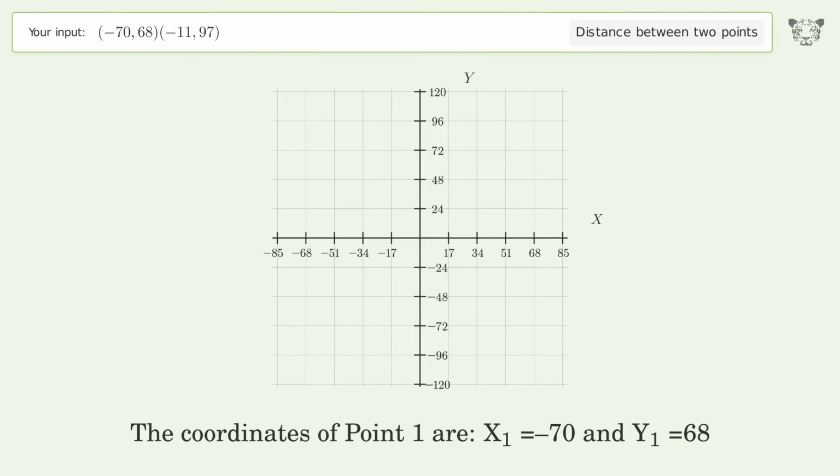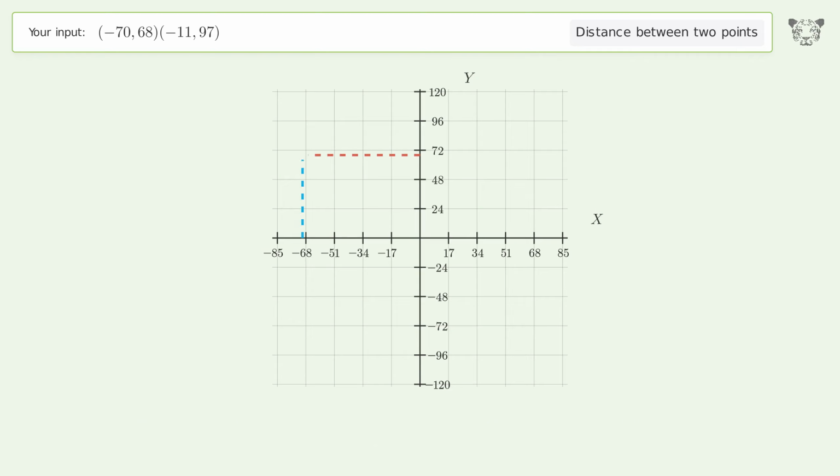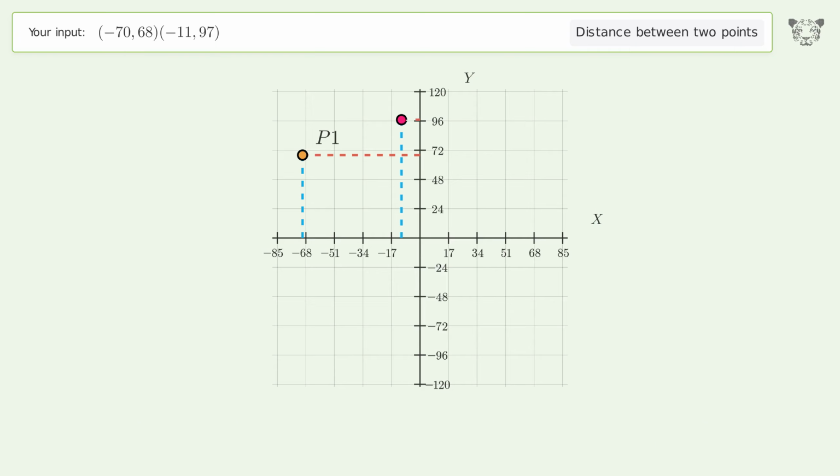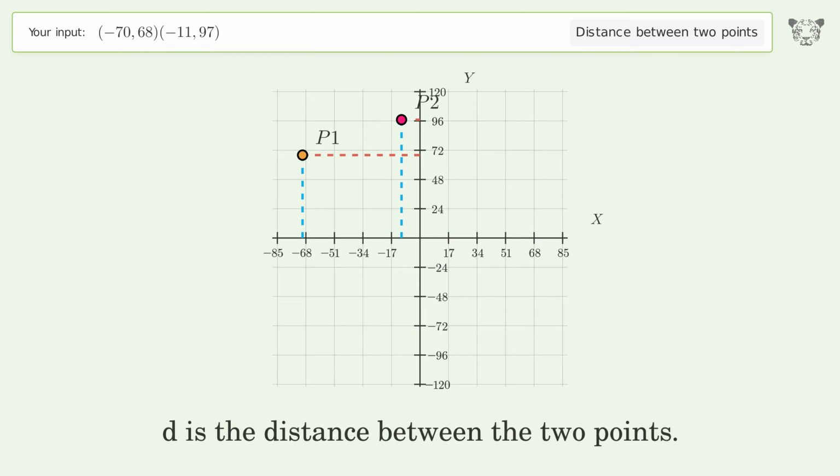The coordinates of point 1 are, x1 equals -70 and y1 equals 68. The coordinates of point 2 are, x2 equals -11 and y2 equals 97. D is the distance between the 2 points.